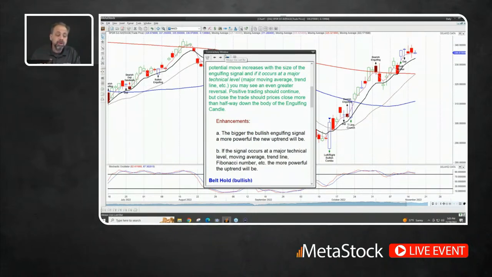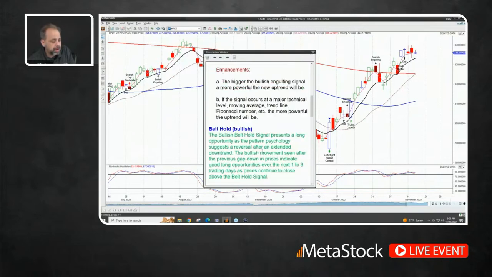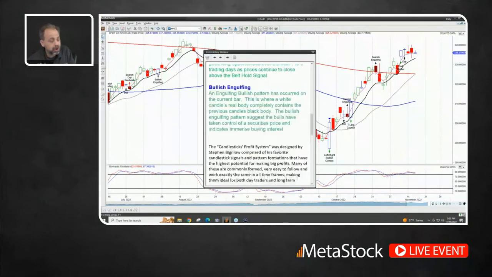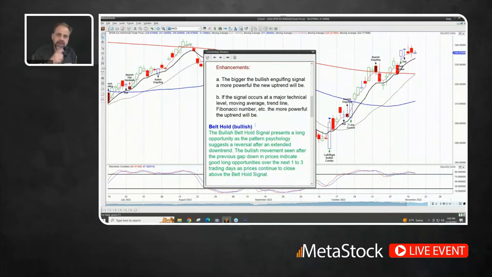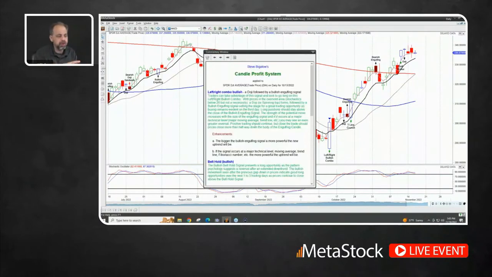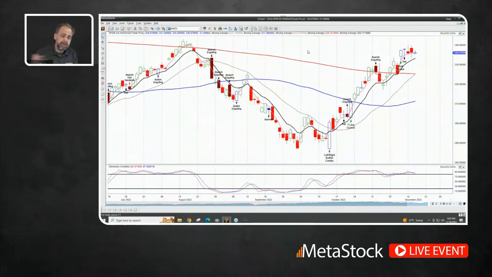So, for example, the bigger the bullish engulfing signal, this was huge, this was massive, the more powerful the new trend will be. And if the signal occurs at a major technical level, like a moving average, a Fib number, a trend line, etc., it'll be more powerful. It was also a belt hold, and you can read a little bit more about that, and it was also a bullish engulfing. So all of the patterns that it actually identifies on that chart are going to be explained to you as well. So that's what we call the expert commentary. Basically, it's designed to help you learn about the patterns and understand exactly what's going on.